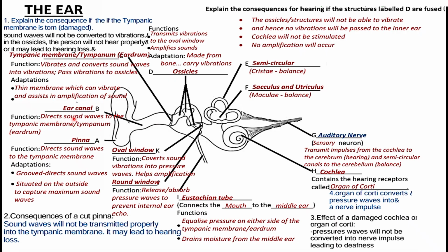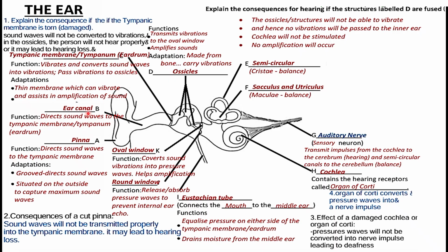To answer that, you just have to negate this statement. You have to negate the function here. We know the ear canal is supposed to direct sound waves to the tympanic membrane. Hence, if it is blocked, it will not be able to direct sound waves to the tympanic membrane.